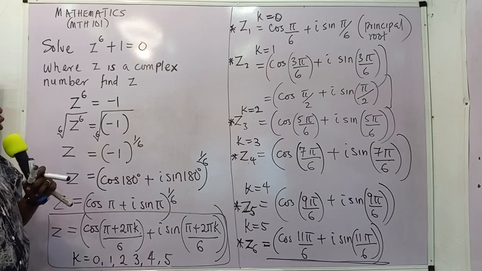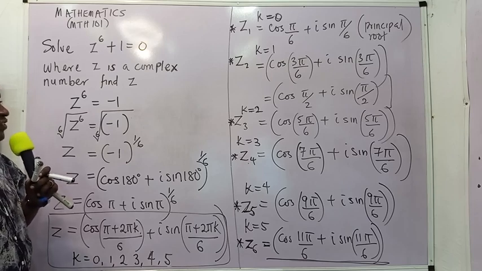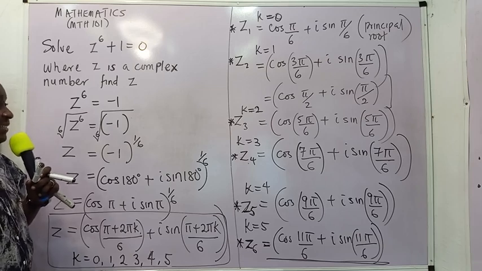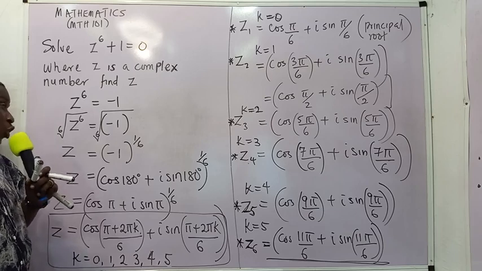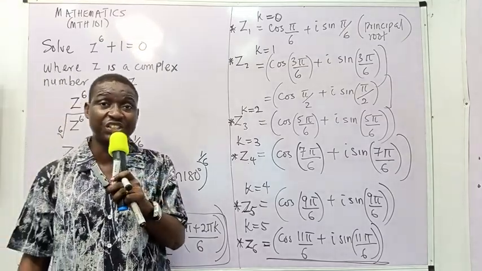So the principal root is the root or the angle, the one with the argument closest to the positive x-axis, or the real number line of a complex number, either from the clockwise direction or from the anti-clockwise direction. My name is Engineer Holiday.